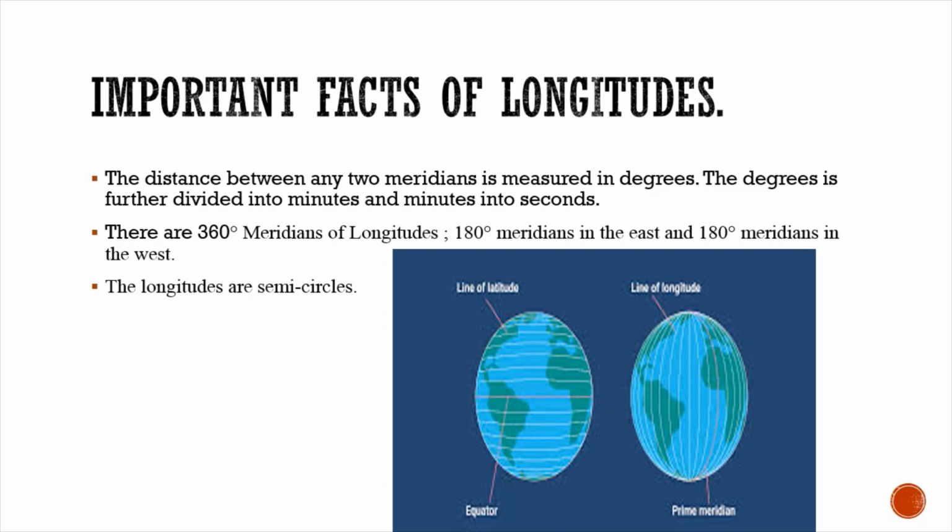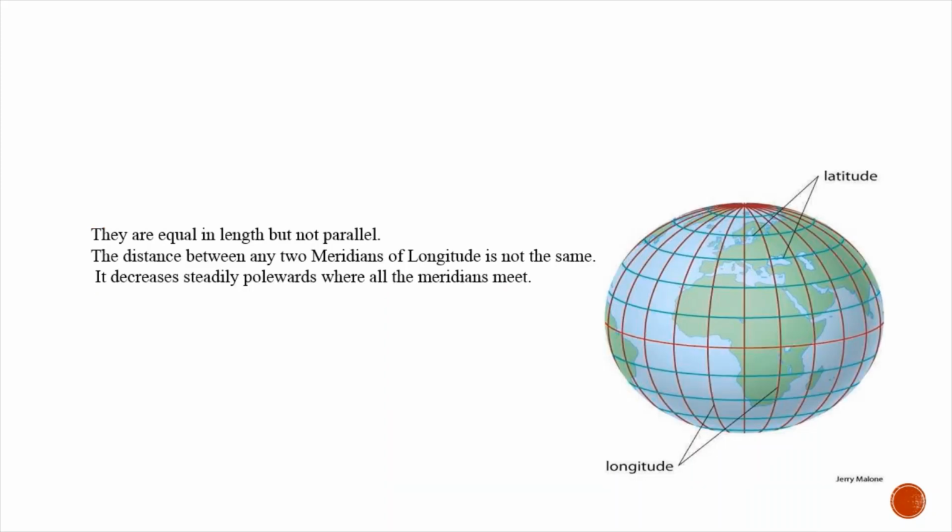Now, when it comes to the longitudes, once again, the 0 degree prime meridian divides the earth into two equal parts. So, we have 180 meridians in the east and 180 meridians in the west. Now, the longitudes are semicircles. These longitudes are equal in length, but they are not parallel because they meet each other at the poles. If you observe here, you can see that the longitudes meet each other at the poles.